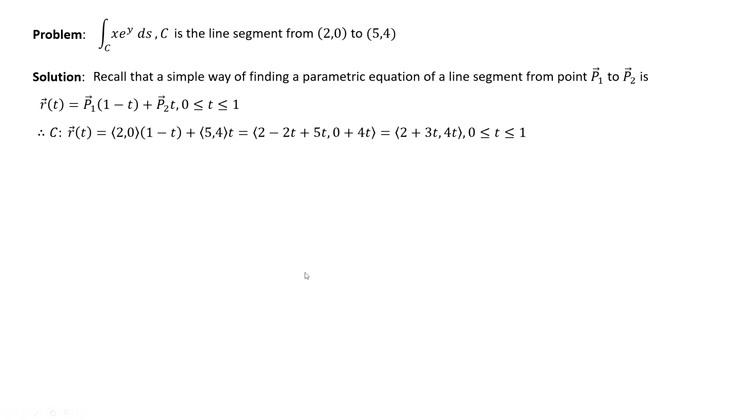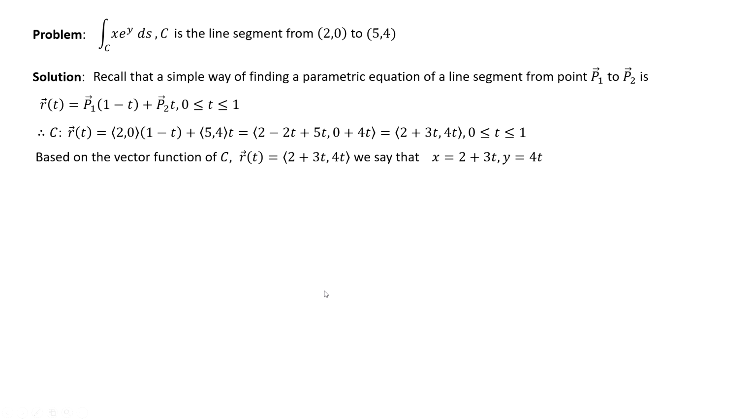Okay. Now, based on this vector function, we can also say, oh, you mean x equals 2 plus 3t and y is 4t. So we need to have this ability to go from our version to the xy version for a curve. Depending on the context, we will use one or the other. Okay. So we say that x equals 2 plus 3t and y is 4t.